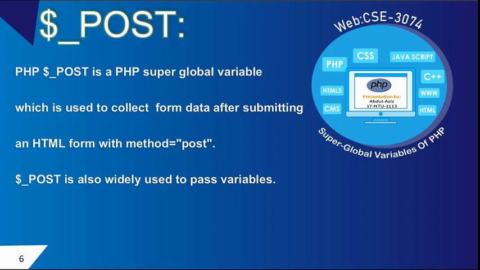This is the post variable. It is a superglobal variable which is used to collect the form data after submitting an HTML form with method post. Post is also used widely to pass variables. In the post method, data is more restricted and secure in comparison with the get method. So let's go to the practical demonstration of the post variable.